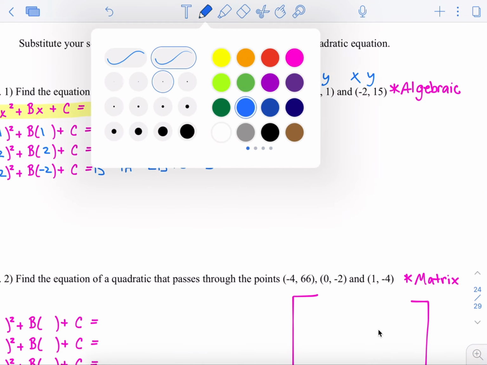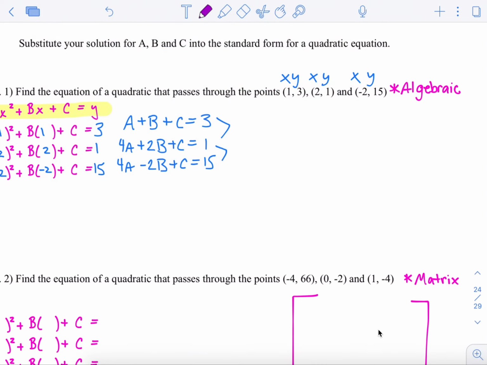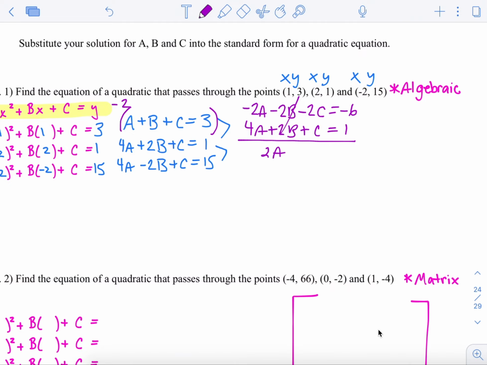So I'm going to change colors so you know I am moving on to the next topic. All right, if I put the top 2 together and I cancel the b's, that means I'm multiplying this equation by a negative 2. So let's look at that. That's negative 2a minus 2b minus 2c equals negative 6. And I'm going to put that with the middle equation, so 4a plus 2b plus c equals 1. We already said that we're trying to eliminate the b's. So we have 2a minus 1c equals negative 5. Okay? All right, so that was the top 2.